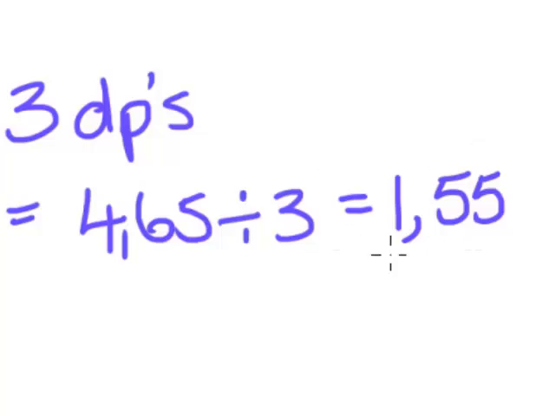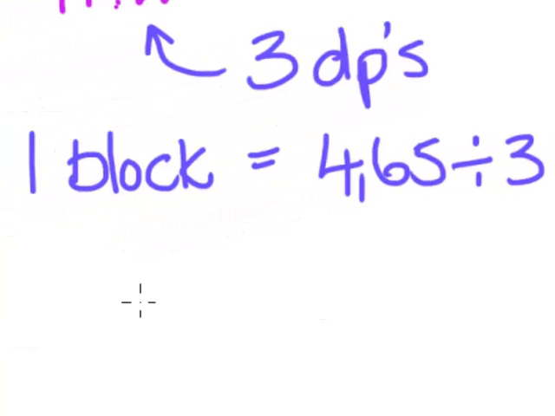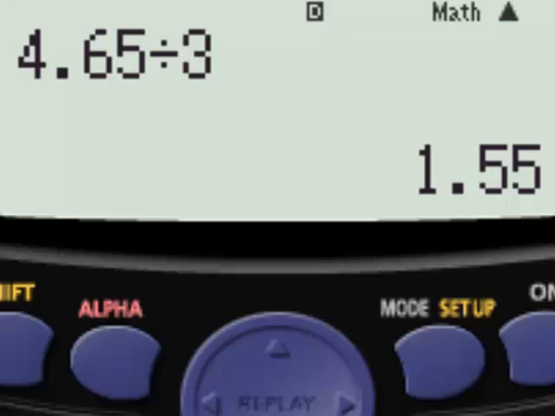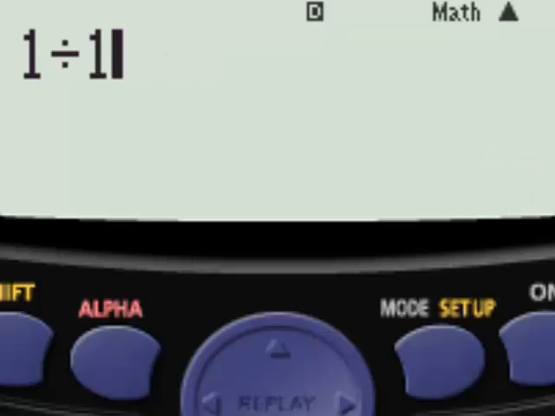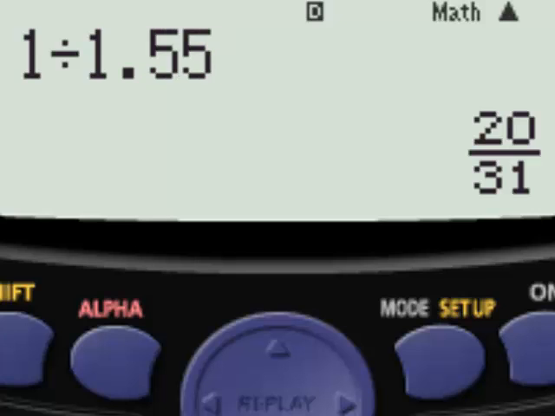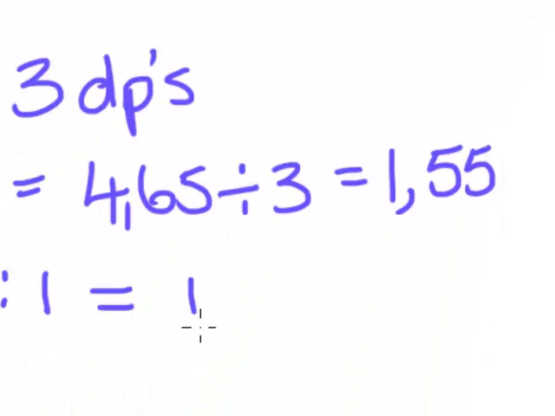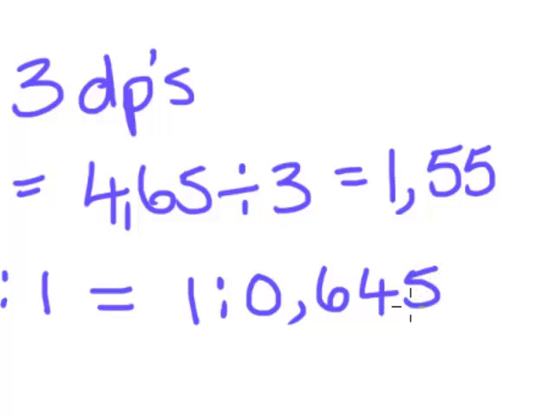Okay, so this is going to be 1,55. Okay, now remember this is actually the length of the diagram. Okay, so when we do our scale, we're going to go 1,55 is to 1. Remember on this side we have the diagram, and on this side we have the actual size. Okay, so now what we've got to do to change this to 1, we've got to divide both sides by 1,55. Okay, so let's do that on the calculator. So we're going to go 1 divide by 1.55, and that gives us 0,645. They said 3 decimal places, so this one's going to leave that. So it's going to be 1 to 0,645. Okay, so that's going to be the scale of this drawing.